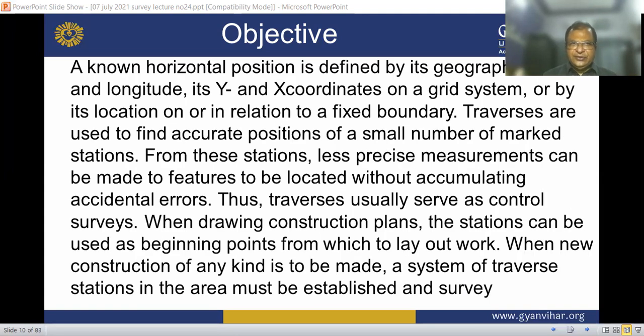A known horizontal position is defined by a geographical latitude and longitude. It is the y and x coordinate on a grid system, or its location in relation to a fixed boundary.